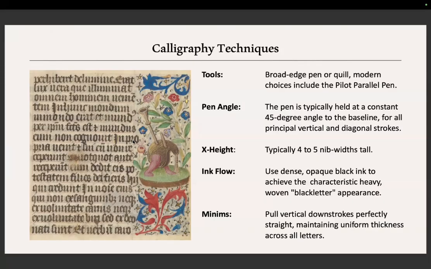Now, for the ink flow, if you want to create a very dense, very opaque result, like black, then I definitely recommend some black inks, which we'll cover later, what kind of black ink are more suitable. And there are differences, obviously, with black ink as well. If you use opaque black ink, it really helps you to achieve the characteristic of the very heavy, very woven style of blackletter. Now, all the downstrokes, meaning the vertical downstrokes, are perfectly straight. It really helps to maintain uniform thickness across all letters.